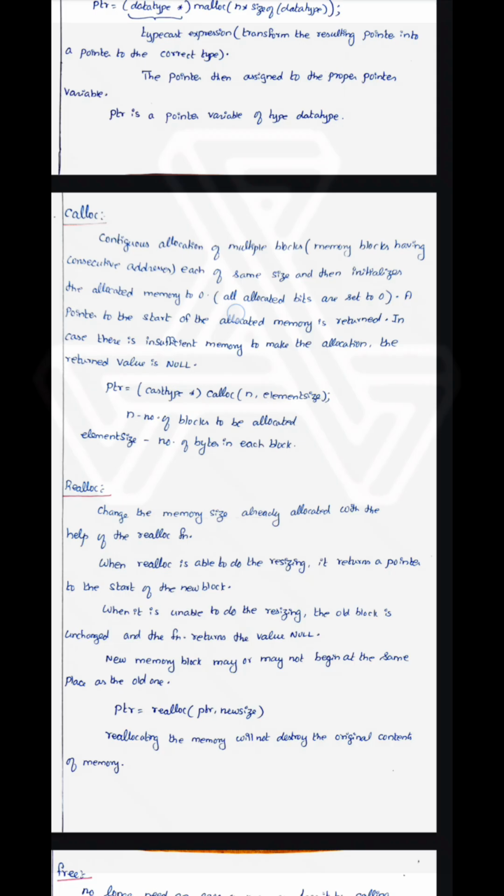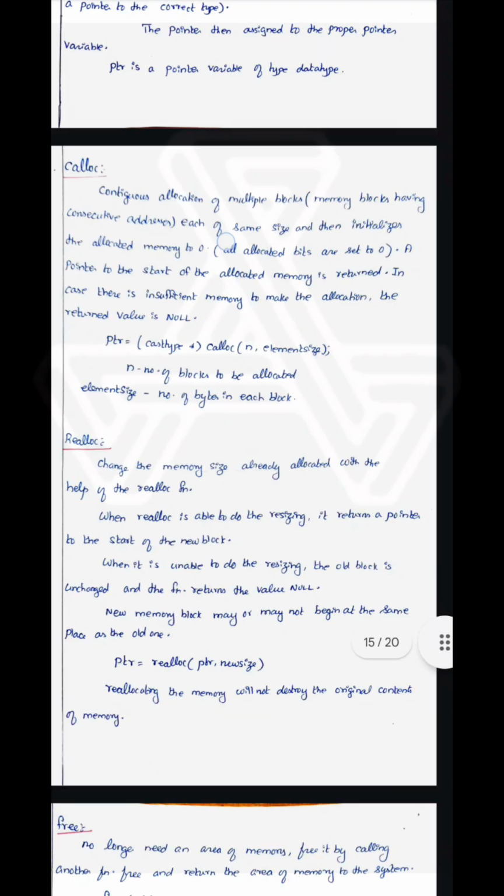Pointer PTR = (cast type *) calloc(n, element size). N is the number of blocks to be allocated. Element size is the number of bytes in each block. Cast type.